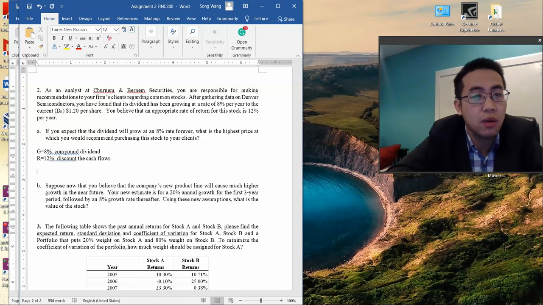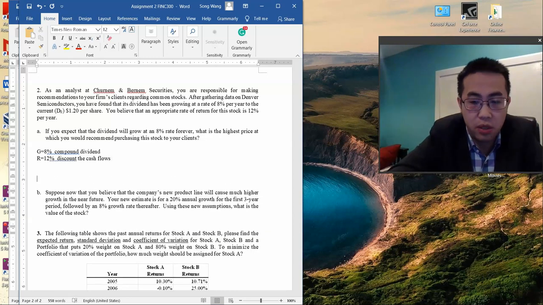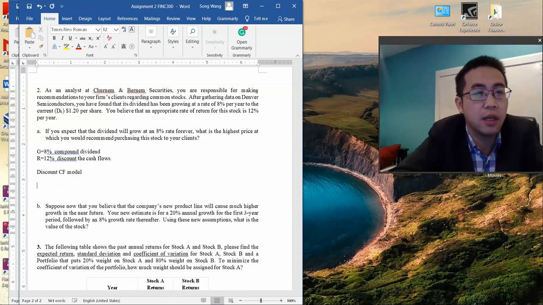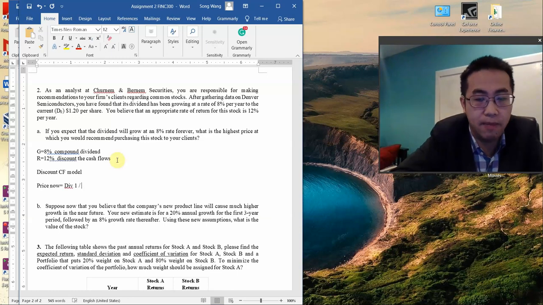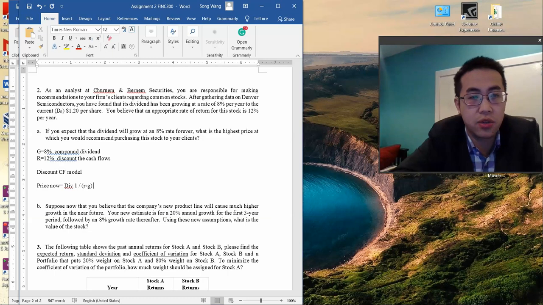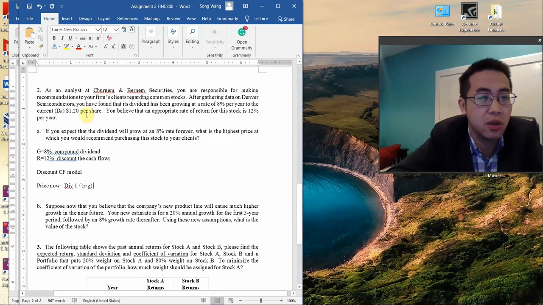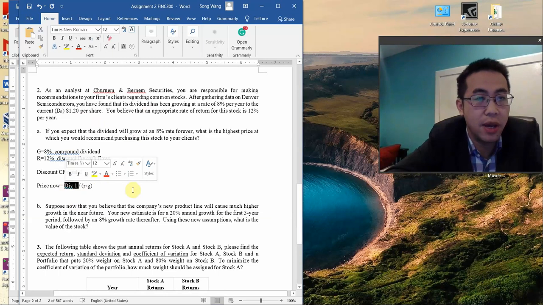All right, so what do you do here? You're going to use the discounted cash flow model, and the price now should be the first period dividend, let's say dividend 1, divided by the required return minus G. So the formulas are already addressed in chapter 9. You have G, you have R, but you should find out dividend 1 by yourself.